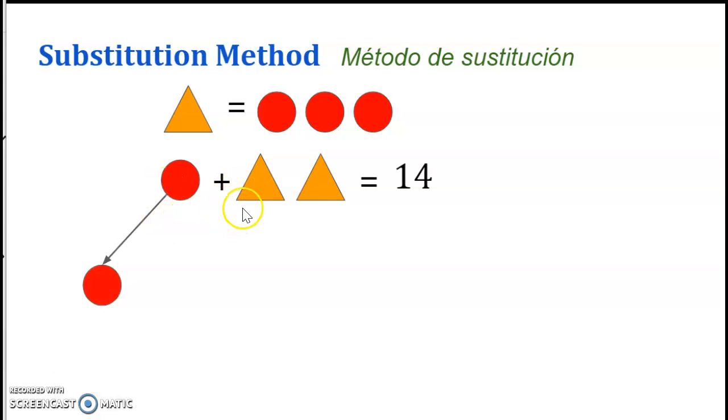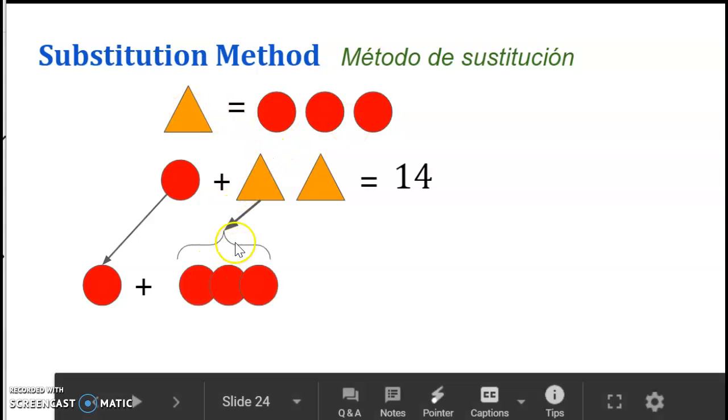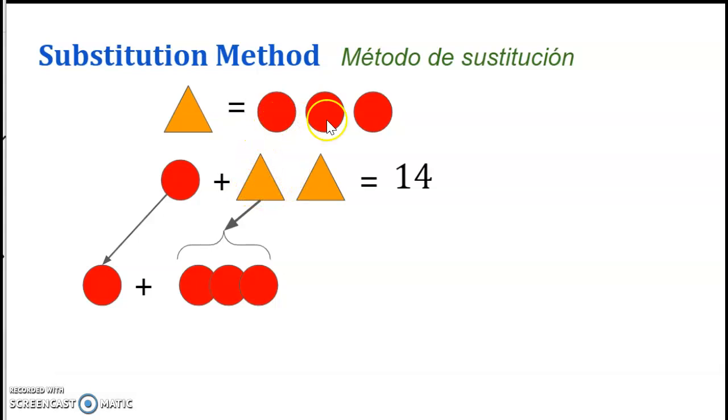But every time I see I am adding a triangle, I am going to add 3 circles, because each triangle I am told is equal to 3 circles. That's what the equal sign is telling you. They have the same value as 3 circles. So I am substituting the triangle with 3 circles. That's where the name substitution method comes from.